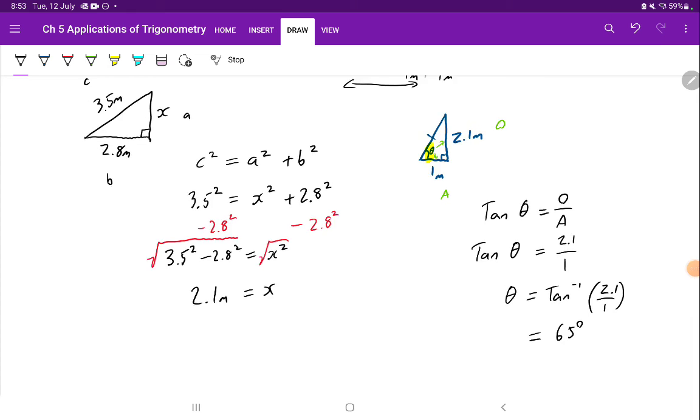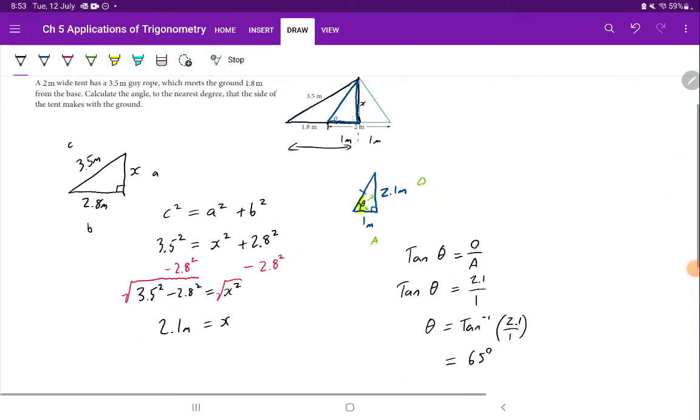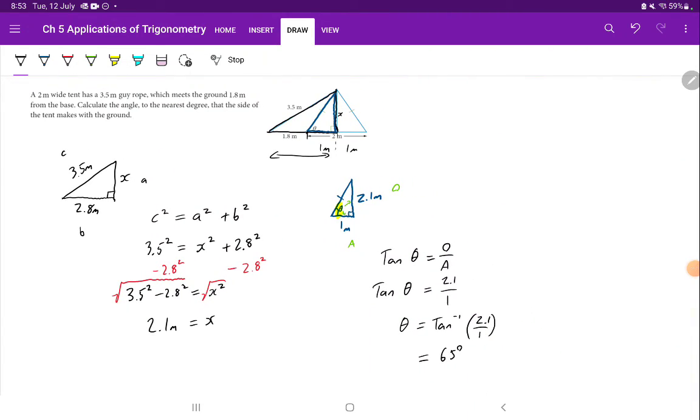So you can see when dealing with more complicated shapes, you don't look at the whole thing at once. Instead, you draw a triangle in which it's got a right angle and enough information for you to work with.